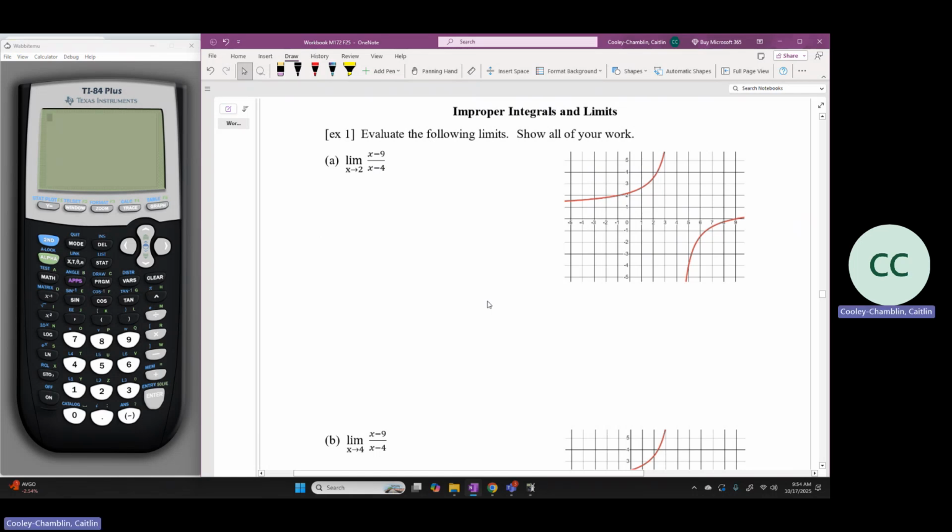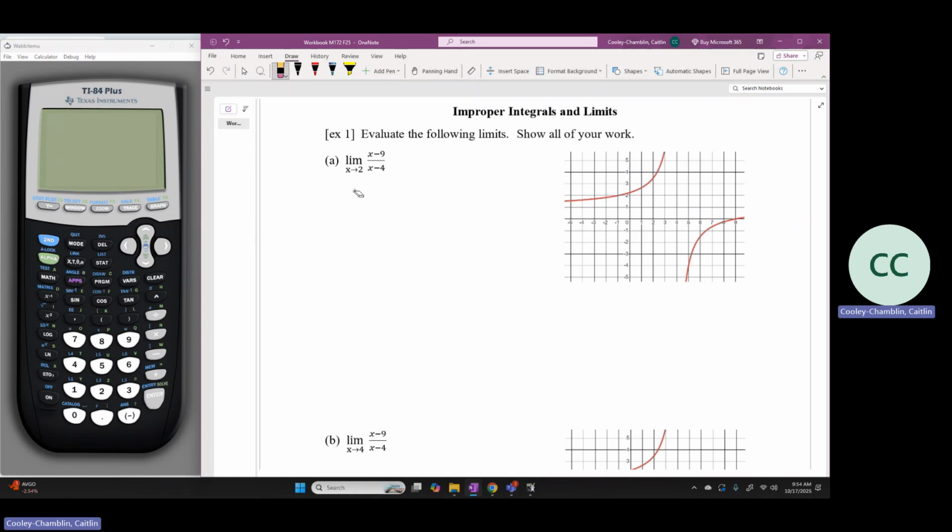All right, welcome back. So, example 1, evaluate the following limit, show all your work. It can be a T-table, it can be algebra, whichever you guys decide. I normally stick with T-tables, but on some of this, I will use algebra. So A says the limit as x approaches 2 of x minus 9 over x minus 4, and we are going to simply plug in 2.